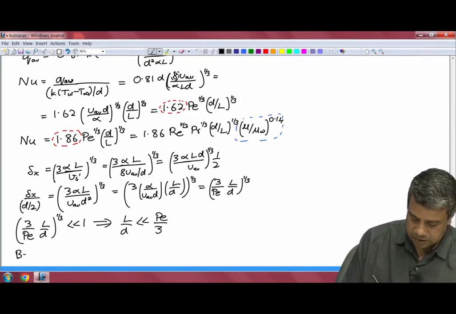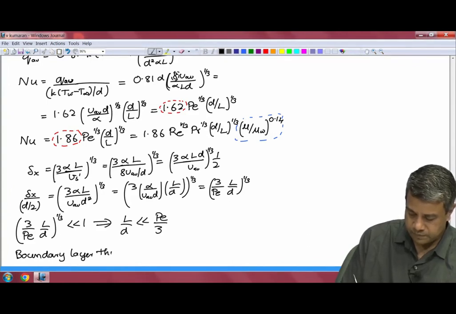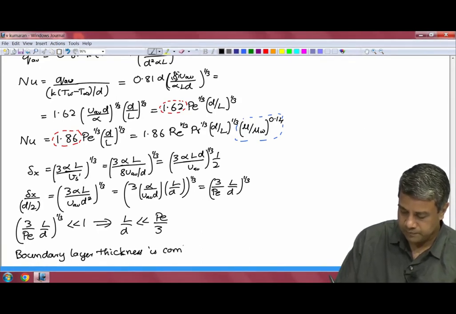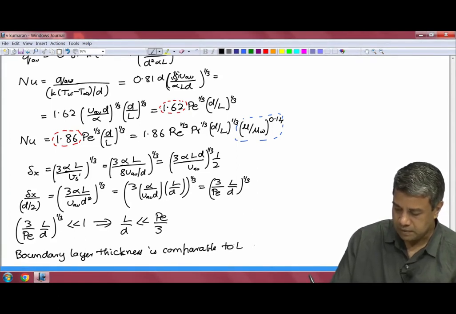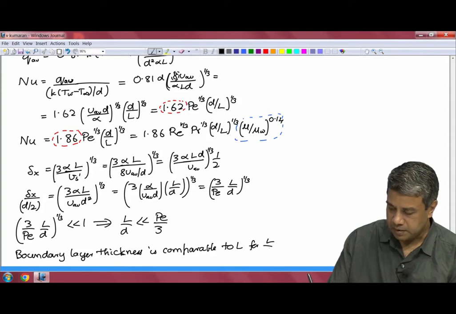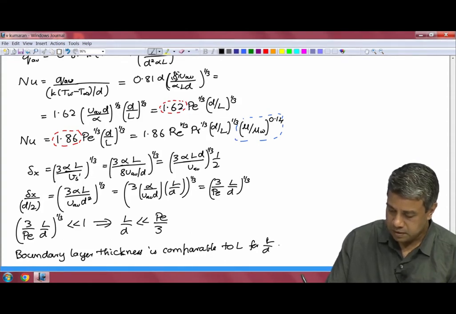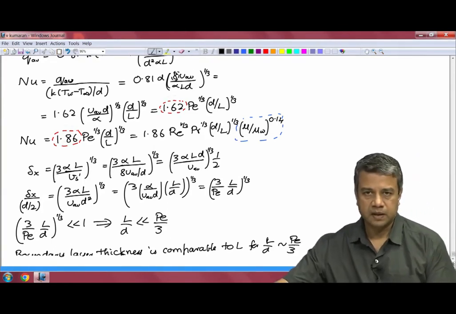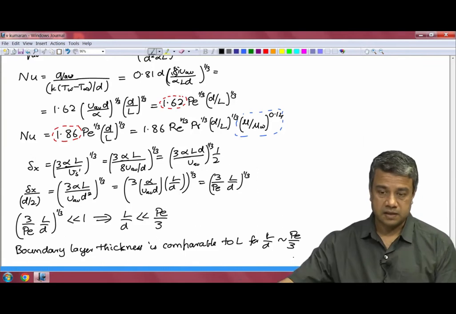And the boundary layer thickness is comparable to the radius for L by d approximately equal to Pe by 3. So, this is the limitation of the analysis.